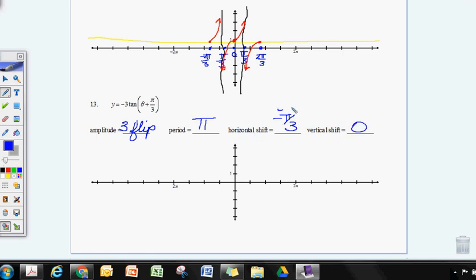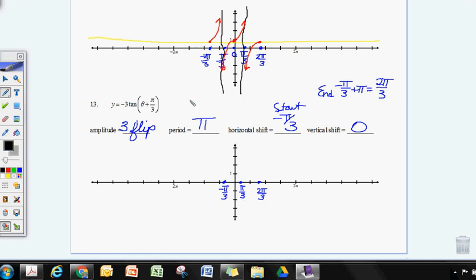That means we're going to be starting at negative pi over 3. So negative pi over 3, right about here, that's where I'm going to start. I am going to find my end by taking negative pi over 3 and adding pi to it, which would give me positive 2 pi over 3. So right about here is 2 pi over 3. And in the middle there would be a pi over 3. That's where my wave's going to be.